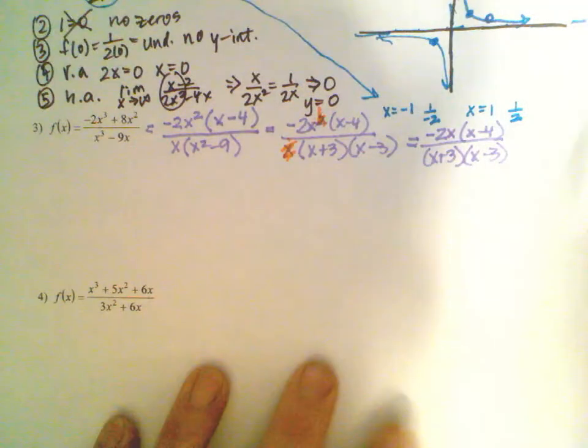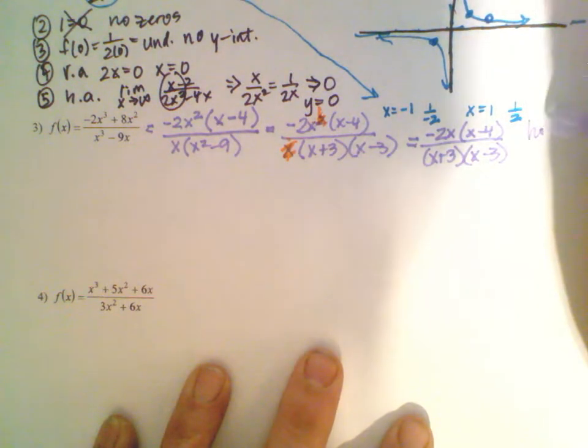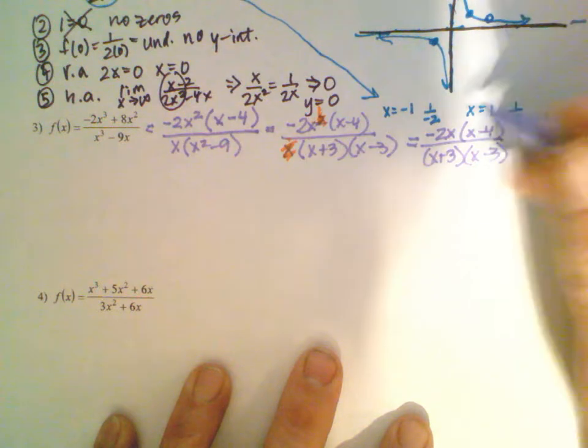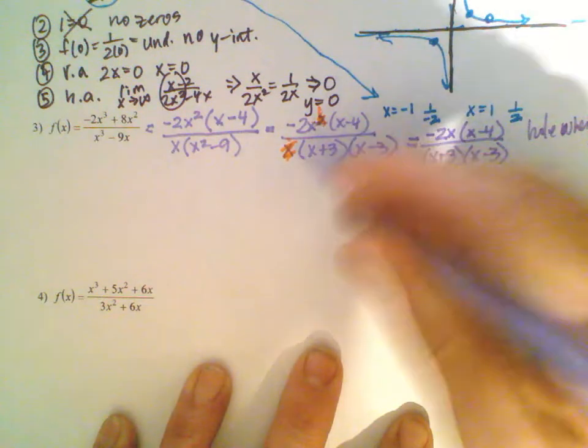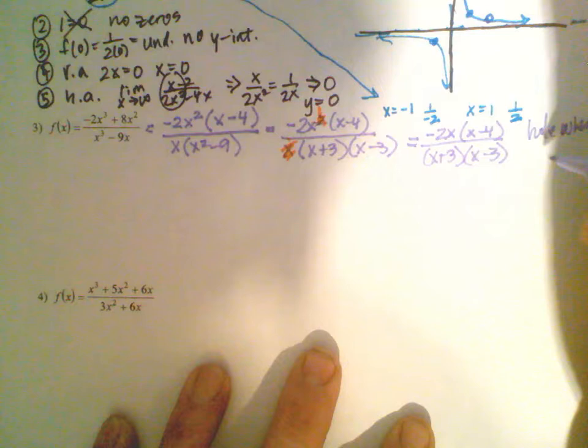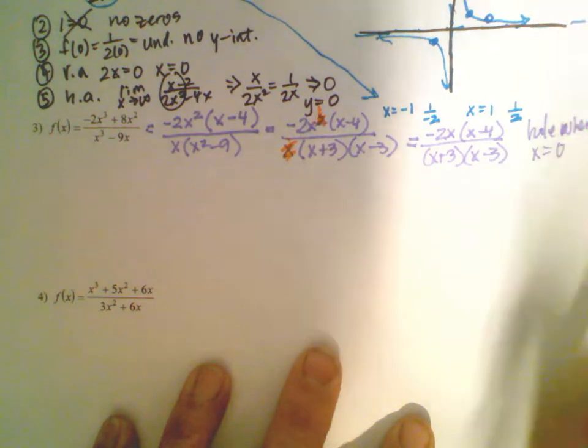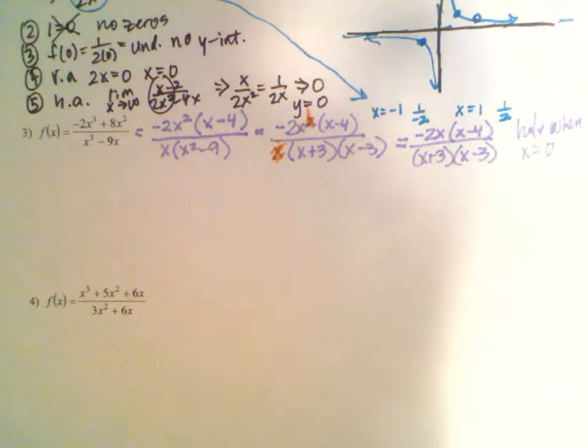Which tells me then I have a hole when what I took out was an x, when x equals 0. And I don't have to do any solving for that, a hole when x equals 0.